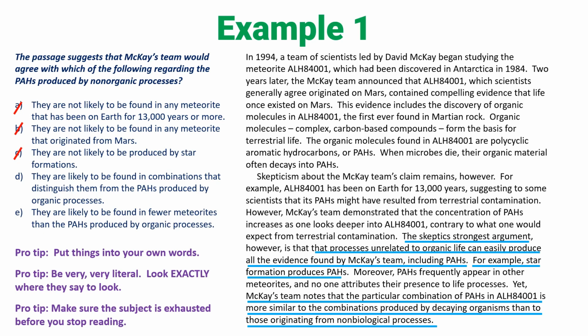Now, D is pretty interesting. Let's see. We said that McKay thinks that a combination of PAHs is the key. That's what tips you off to knowing if the PAHs were produced by organic or non-organic processes. And guess what? That's exactly what this answer choice says. D looks pretty good. E is another comparison. They never even talk about other meteorites. D is correct.